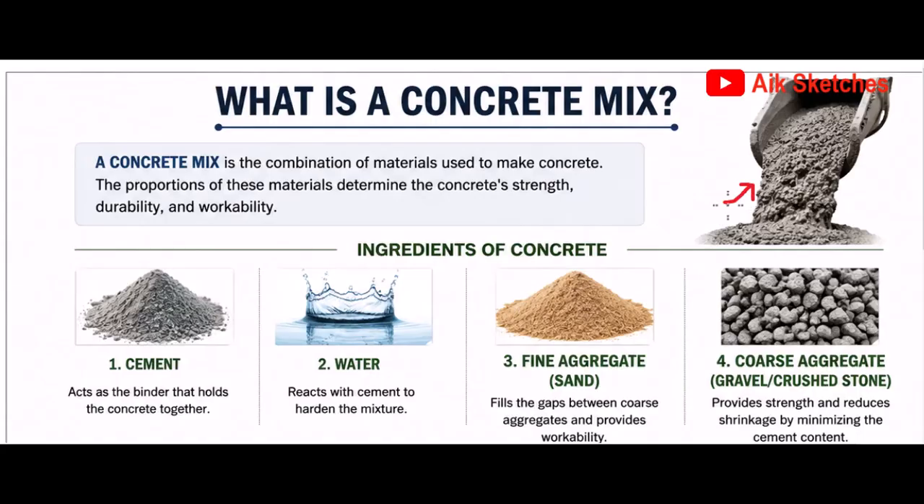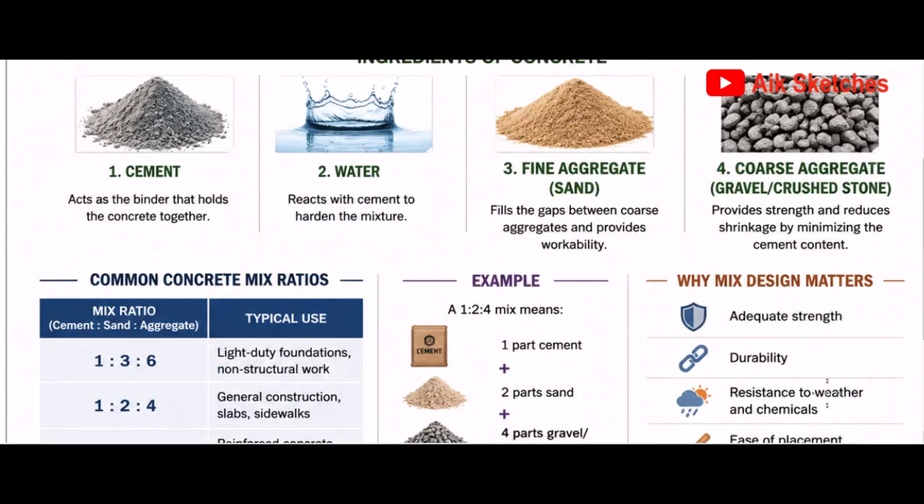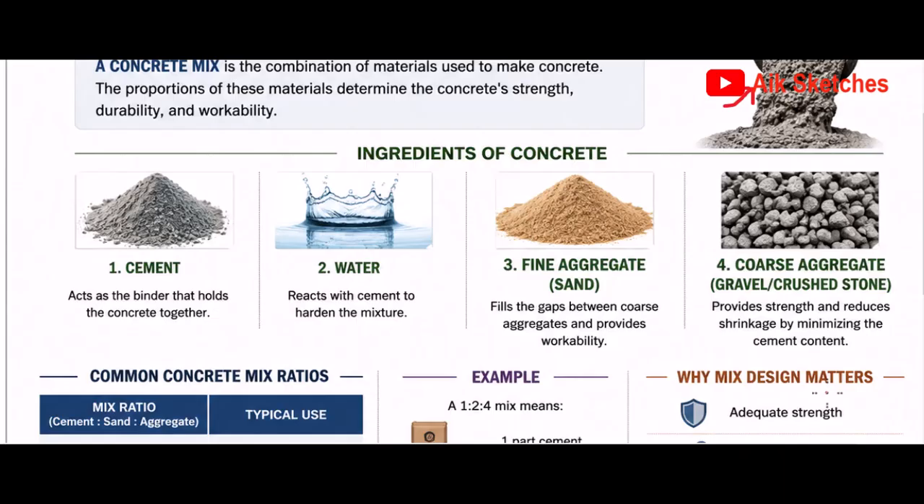The third one is fine aggregate, which is sand basically. It fills the gaps between coarse aggregates and provides workability. The fourth and the last one is coarse aggregate. Coarse aggregate is basically gravel and crushed stones. It provides strength and reduces shrinkage by minimizing the cement content.